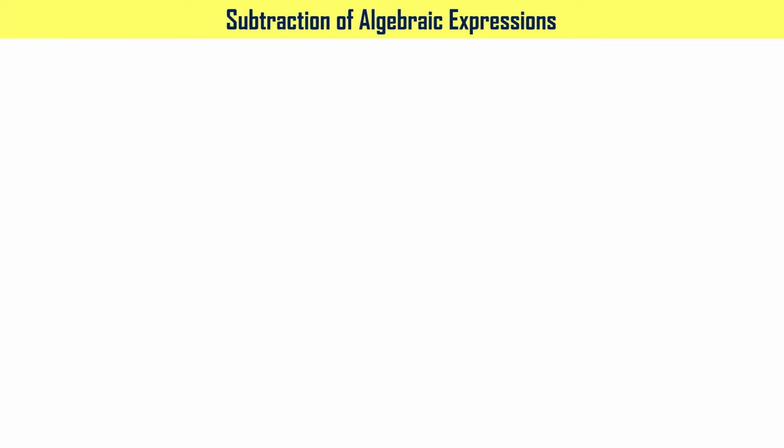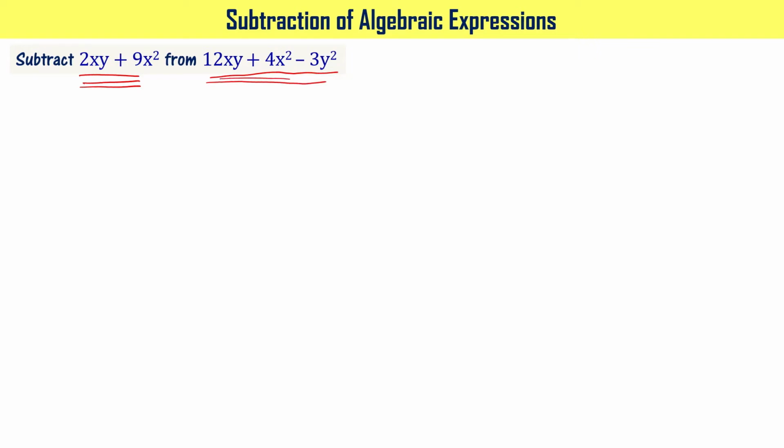Now let's learn about subtraction of algebraic expression. Let's subtract 2xy plus 9x square from 12xy plus 4x square minus 3y square. You remember this. We want to subtract this expression, the first expression, from the second expression. Please note this.